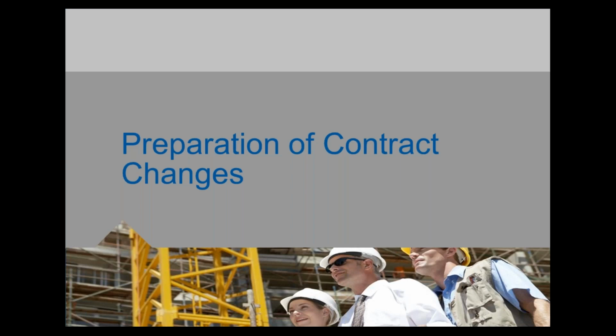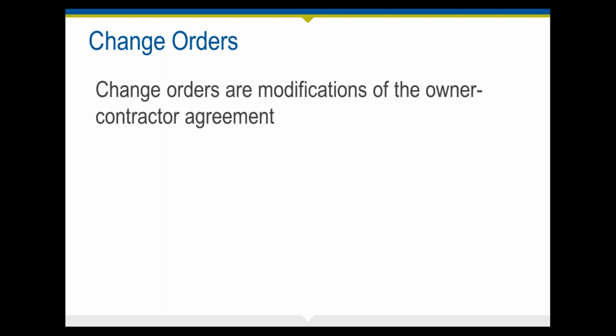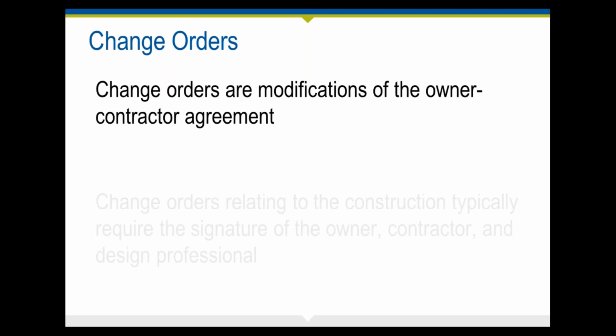Construction obviously is a fairly complicated endeavor, and contract changes are not unusual in any large construction project. A change order is a modification of the owner-contractor agreement. What that means is that during construction, something has changed. There may be a need for additional work or a need to remove work. But generally speaking, something has changed and you need to execute a change to the owner-contractor agreement.